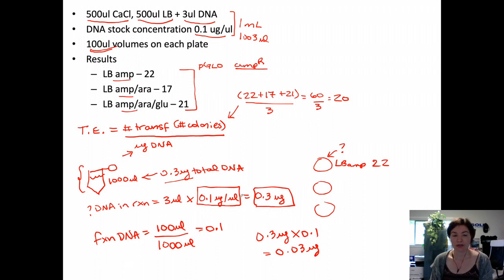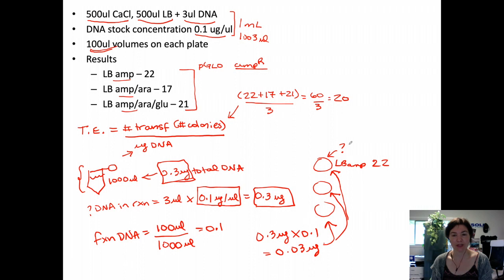Another way that you can do this is just to take this total here and multiply it by 100 over 1,000 directly. You'll get the same thing. So this is how much DNA went to each one of these plates. And you can double check this by thinking about it logically. If this 0.3 micrograms is what's in a milliliter, then how much would be in 0.1 milliliters, or 100 microliters? It should be a tenth, and that should be 0.03.